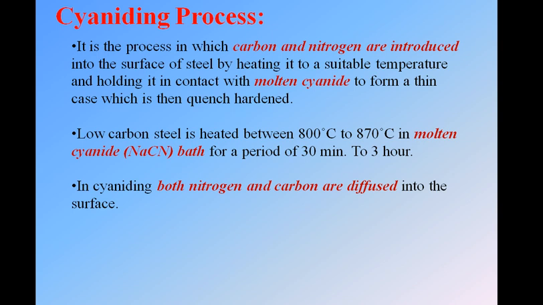So these two, carbon and nitrogen, can be taken from here and put on the surface of the steel or any component, so that we can have the cyaniding process. In cyaniding, both nitrogen and carbon are diffused, so that the upper surface can have hard properties and good wear resistance.